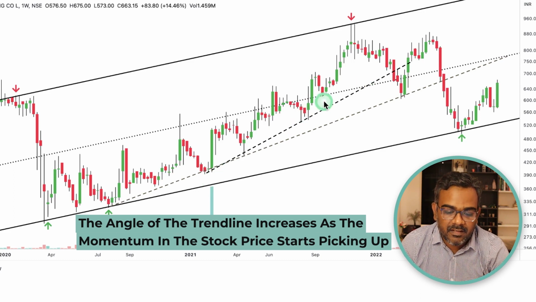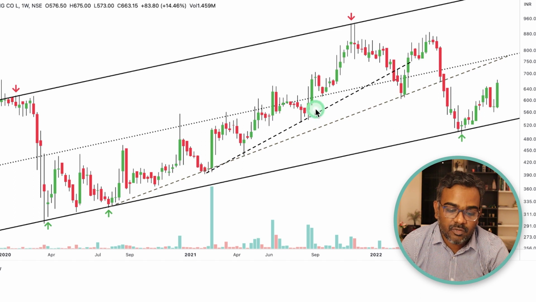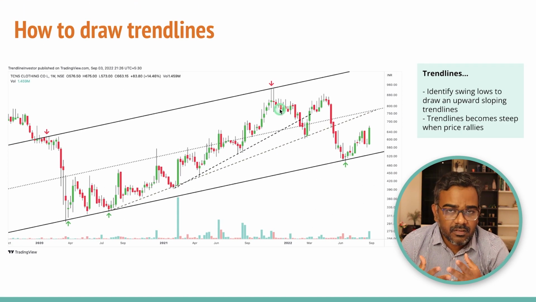So the angle becomes steeper and steeper. Finally, if you draw a trend line here, this is the steepest trend line. I haven't drawn one, but just consider it imaginary here. This is the steepest trend line of all because the stock really had a crazy rally here. Now, that's how you draw trend lines.